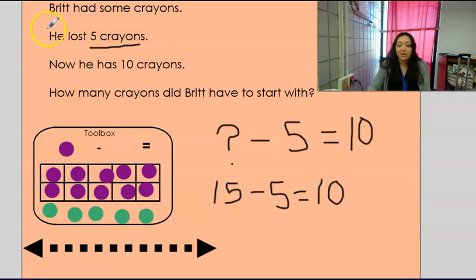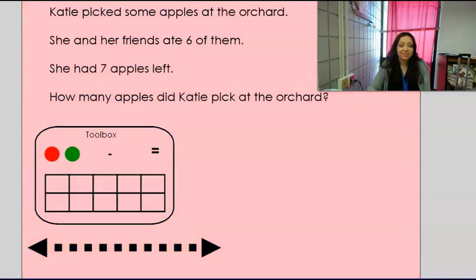All right, we're going to try one more today. Are you ready? Katie picked some apples from the orchard. She and her friends ate 6 of them. So if she ate 6 of them, remember that means that 6 are gone. She had 7 apples left. How many apples did Katie pick at the orchard? Let's think about this. So it says she has 7 apples left.